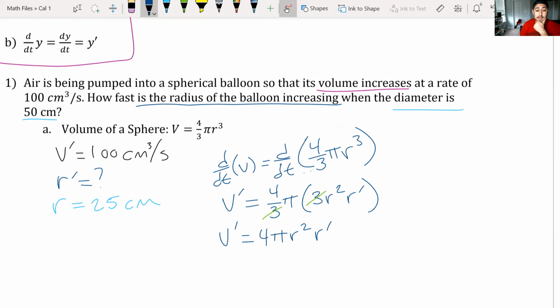Okay, and now we are looking for r prime. So we want to know how fast is the radius of the balloon increasing. So to solve for r prime, we're just going to divide by 4 pi r squared.